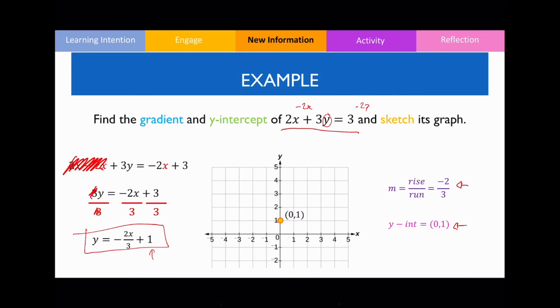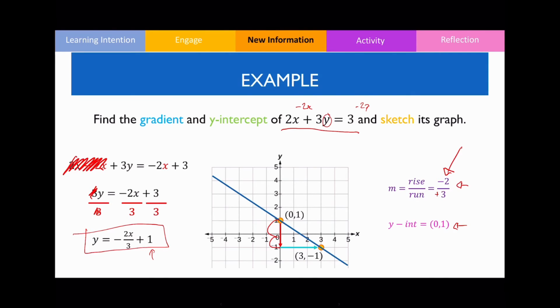And now my gradient says I'm going negative 2 units, okay? In this case, because rise means going up, and negative means you're going in the opposite direction, instead of going up, I'm actually going down 2 units, as shown over here. So I'm going 1, 2. Now I need to run 3 units horizontally, okay? Because that's a positive 3 over here, I'm going to be moving to the right-hand side. So I'm going to be moving 3 units like so. Therefore, my new coordinate is going to be (3, -1). And now I'm going to connect these 2 dots together.